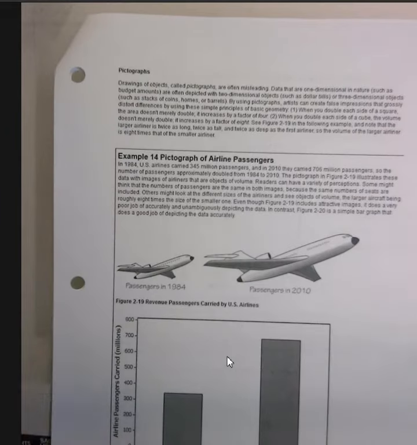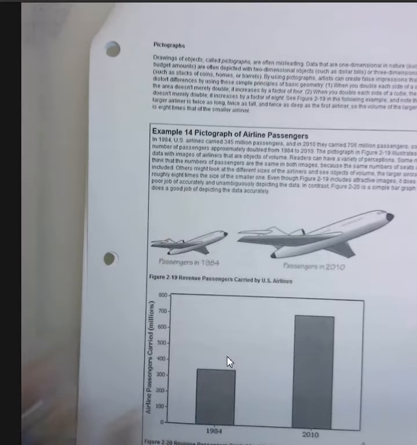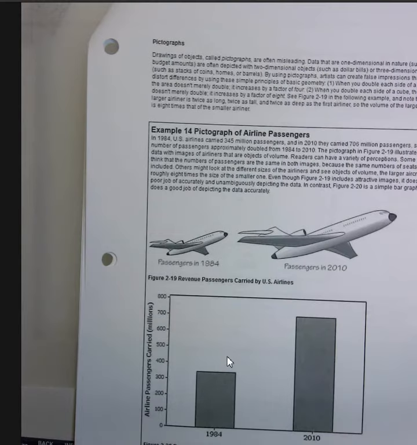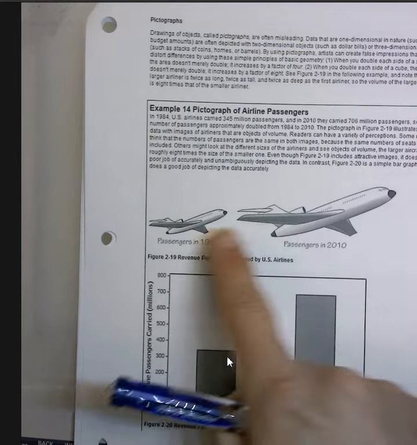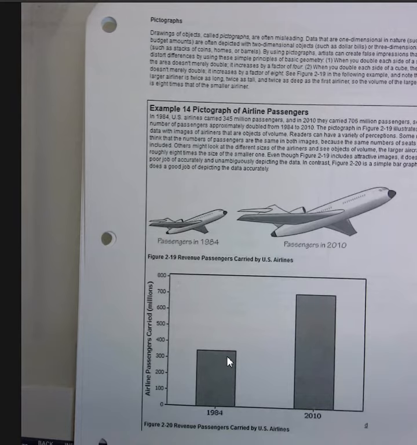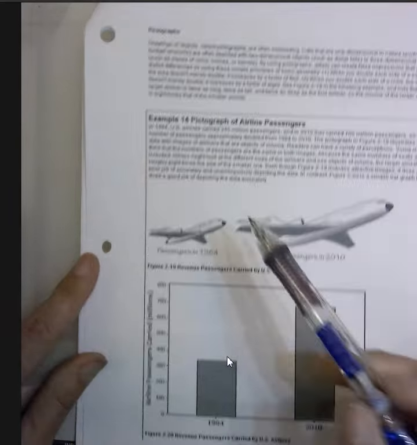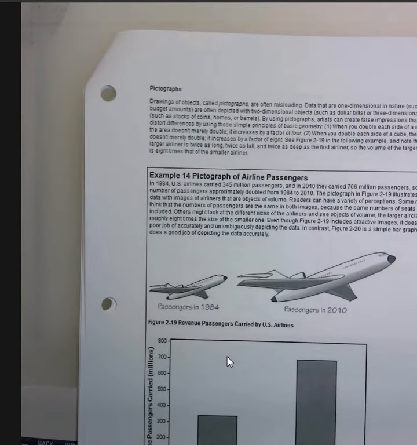Pictographs. USA Today is probably one of the most common sources of these pictographs. I think they use graphs like that all the time. They look clever. You can tell just by looking at the graph that this data has to do with airplanes, right? So they can convey some things, but it's a little bit misleading. Drawings of objects called pictographs are often misleading.